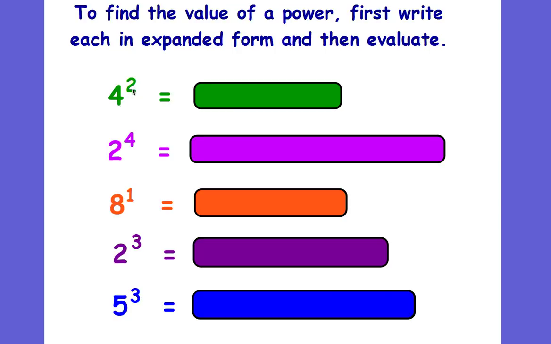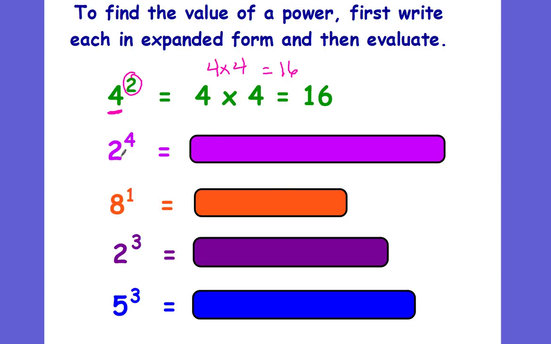So 4 squared, or 4 to the second power, to expand it, you would take the base and repeat the base as many times as the exponent tells you to do, which in this case is twice. So it's going to be two 4s, we repeat the 4 twice, and the operation is multiplication. When you expand it, you get 4 times 4. And then you just solve it. You do the math. 4 times 4 is 16.